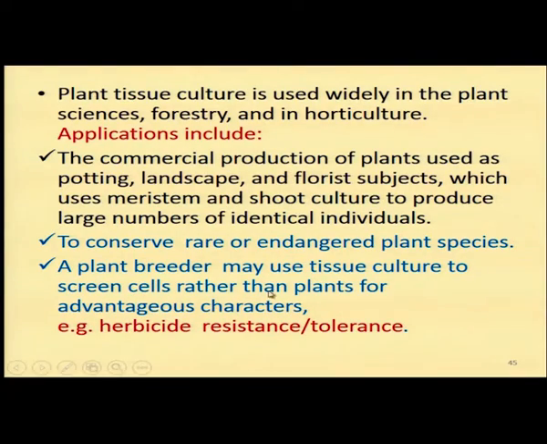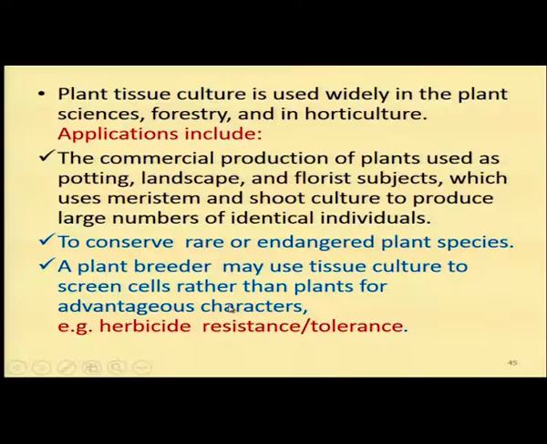A plant breeder may use tissue culture to screen cells rather than plants for advantageous characteristics. So see, in conventional breeding, a plant produces thousands of seeds. Each of these seeds has to be planted. They have to grow up. And in some cases, if you are looking for specific characteristics in the fruit, you will have to wait till the fruit set happens in the natural manner to find out whether the plant contains the characteristic which you want or not.